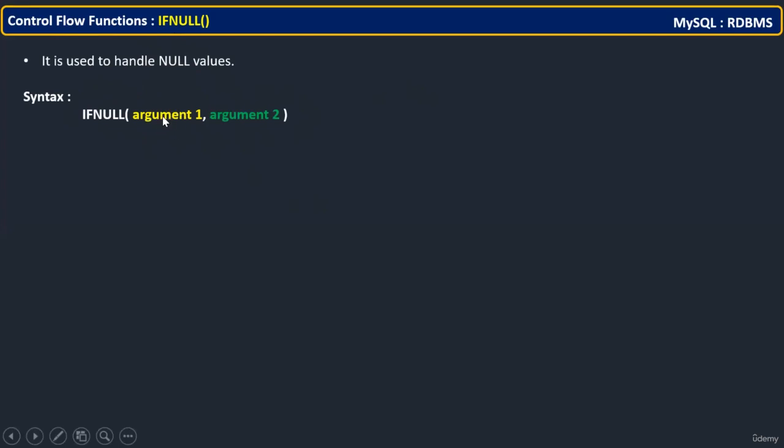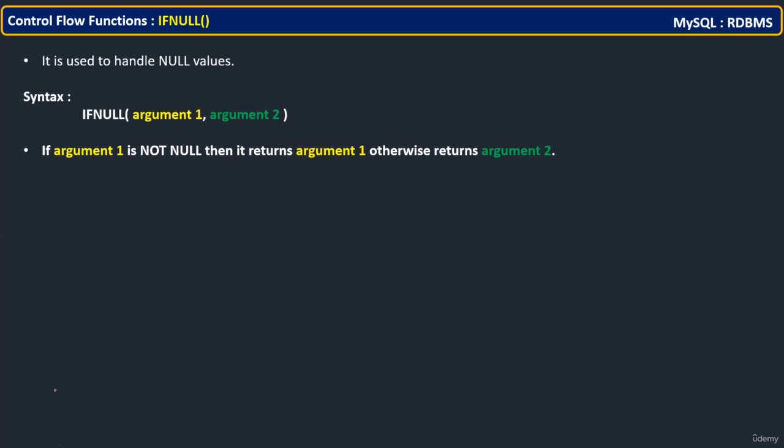Then how is it going to evaluate? It is very simple. If argument 1 is not null, if it has some value, then it is going to return argument 1 only, that value only. If argument 1 is null, then it is going to return argument 2. If argument 1 is not null, some value is there, then it returns argument 1 only. So that's it.